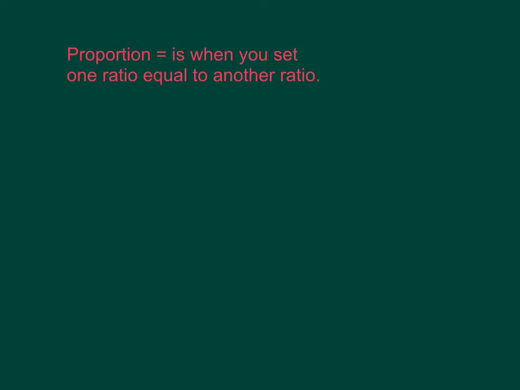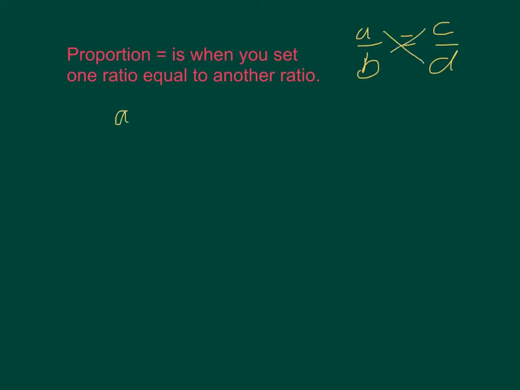Next, we need to review what is a proportion. A proportion is simply when you set one ratio equal to another ratio. So if we have the ratio A over B equaling C over D, that is a proportion. All right. Now we know many ways to write that same proportion. Here are 4 different ways to write it.